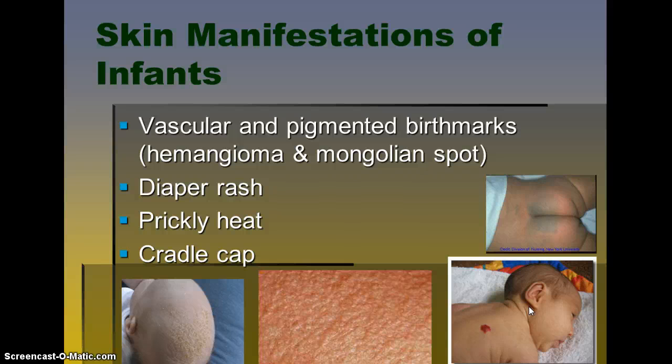All right, so skin of babies. Babies often have different integumentary system changes. Some are a problem, some are not. All right, so vascular or pigmented birthmarks. We talked about the Mongolian spot earlier. They can also have hemangiomas, and you may even hear this called a strawberry birthmark. These are like a mole made of blood vessels. So they're benign. We have to watch them.